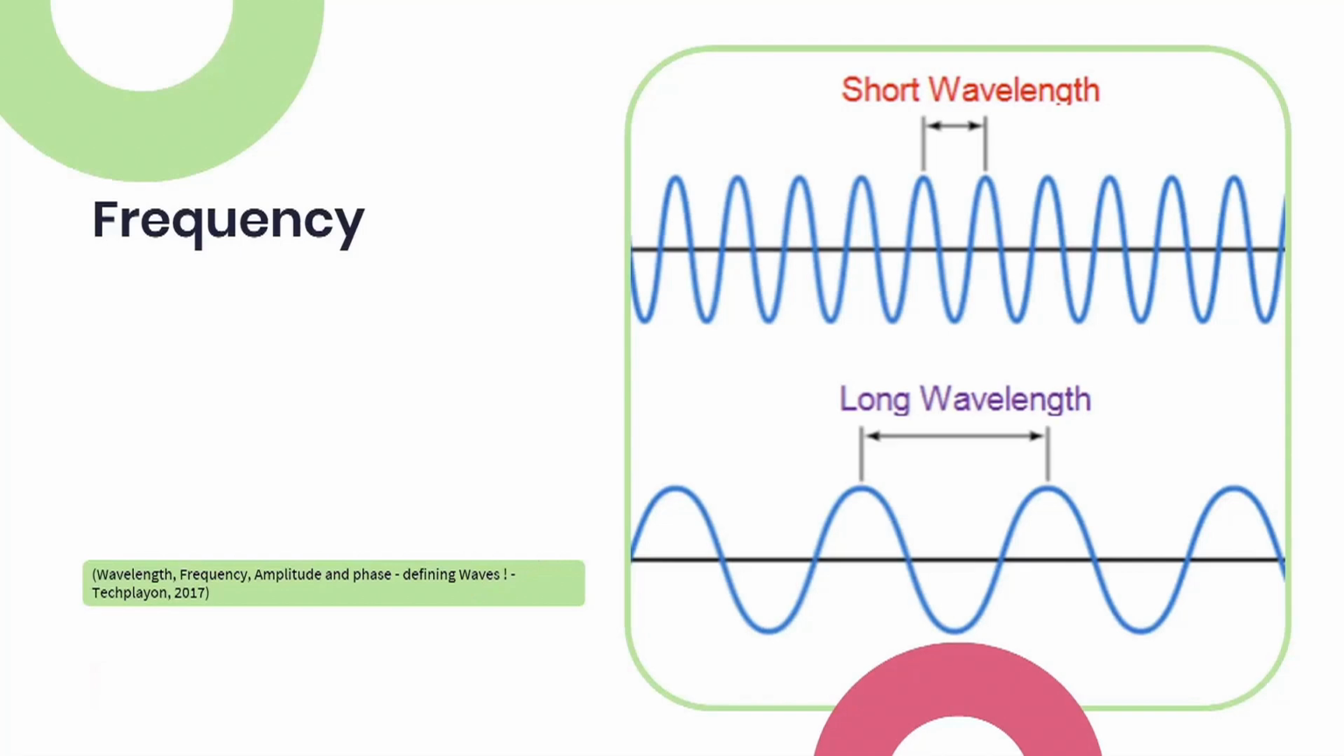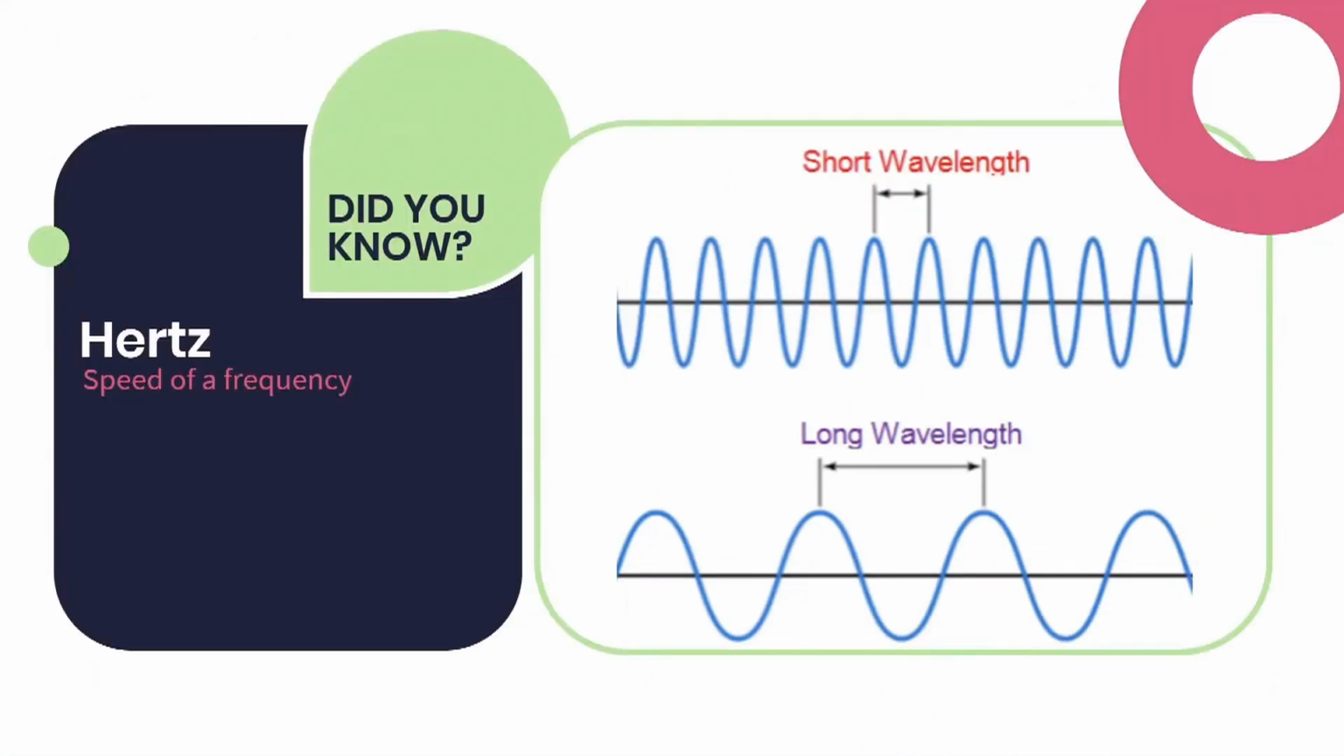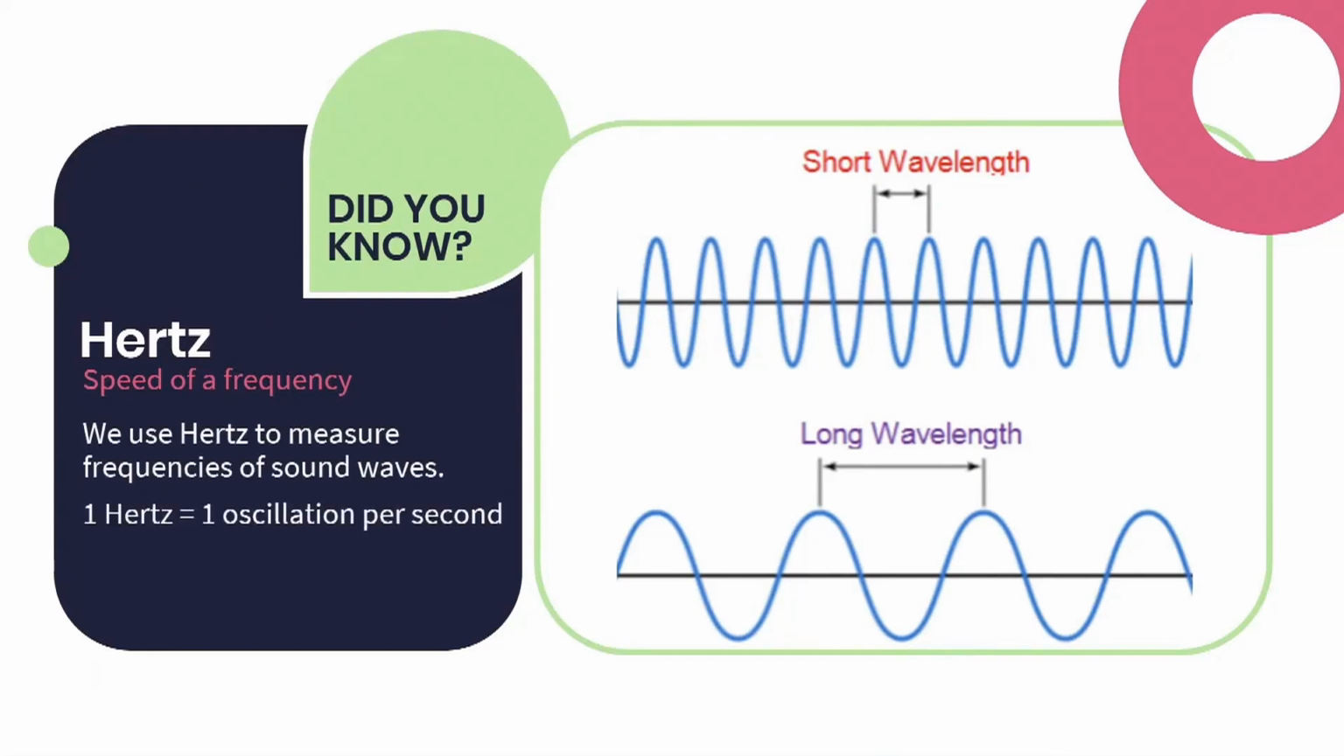When an object like a string vibrates quickly, we say that it has a high frequency and a short wavelength. When it vibrates slowly, we say that it has a low frequency and a longer wavelength. Frequency is measured in hertz, where 1 hertz is equal to 1 vibration in a second. The correct term to use for the vibration is actually the word oscillation, and refers to the rate it takes a wave to move from peak to peak, just as this image on the slide indicates.